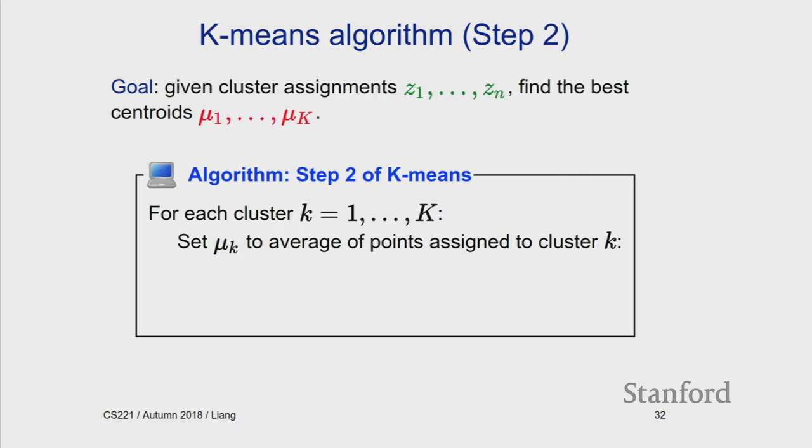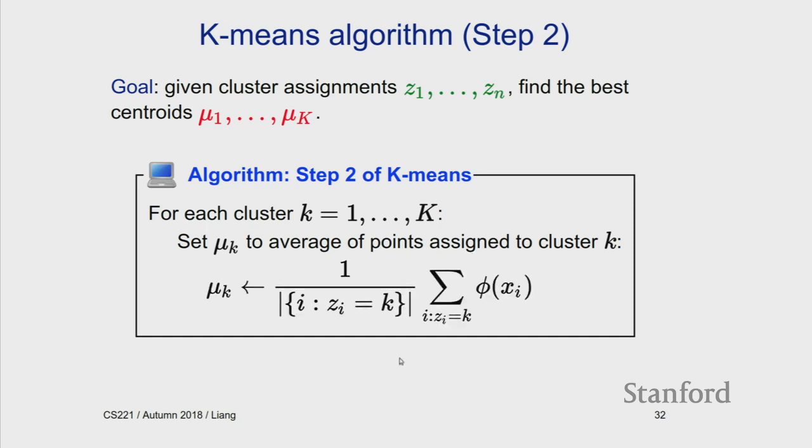Okay, and then step 2, you're going to flip it around and say, hey, there are some cluster assignments. I'm going to find the best centroids. You're going to go through each cluster. You're going to set the centroid to the average of the points assigned to that cluster. So in formula, what this looks like is that you look at all the points and add them up and divide by the number of points assigned to cluster K.